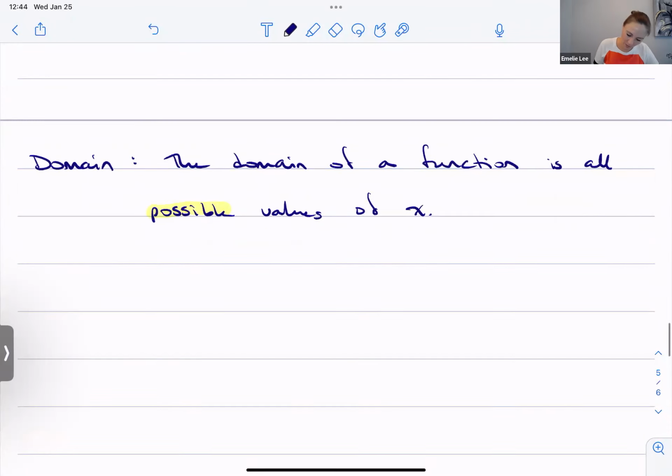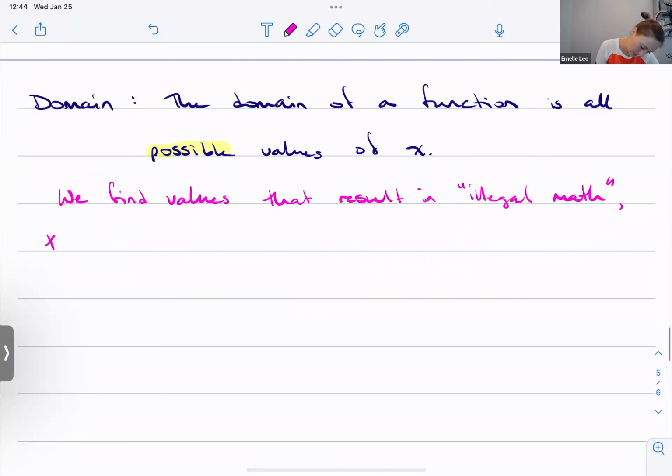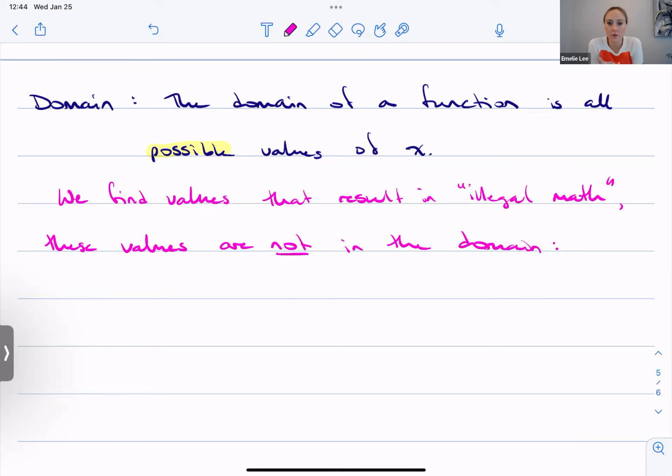Okay, so what we do is we find values that result in illegal math. I call it illegal math. These values are not in the domain. All the other values will be.